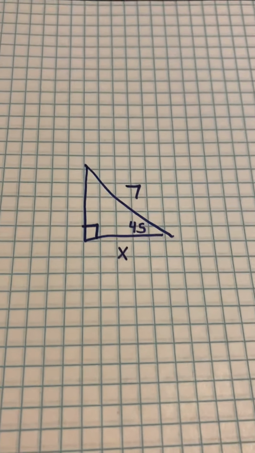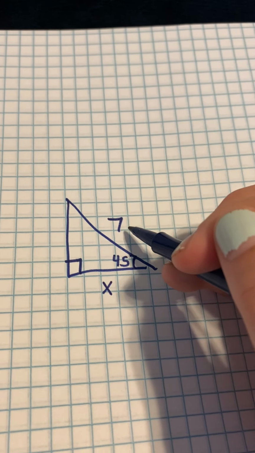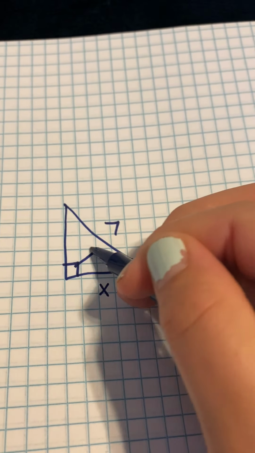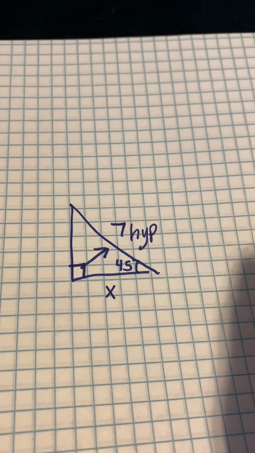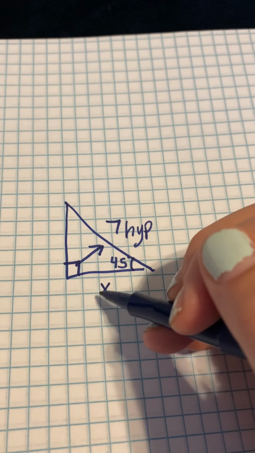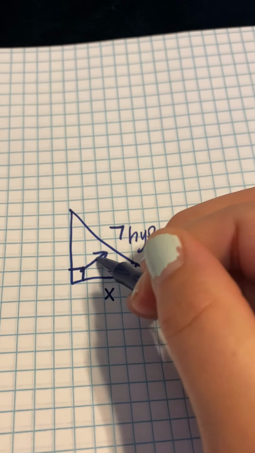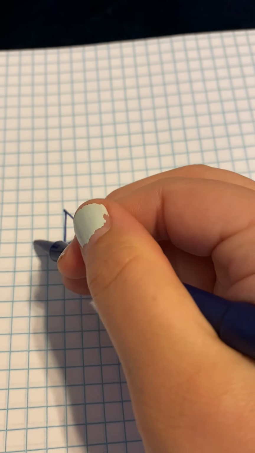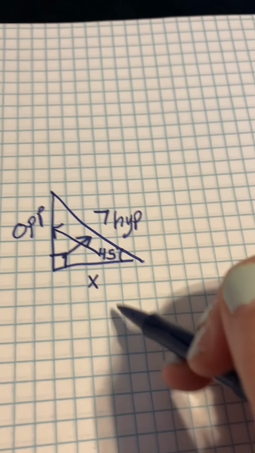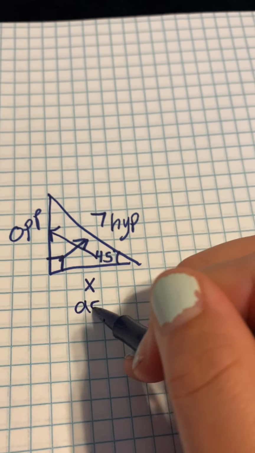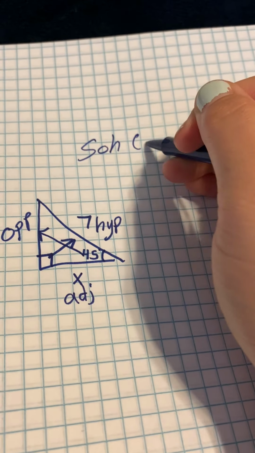Okay, so first we need to label. What's this side called? It's across from the right angle. That's the hypotenuse. Let's not label this side yet, because if this is our angle, and we go across from the angle, this one is the opposite side. It's easiest to go in this order. So that means the third side here is our adjacent. Now, SOHCAHTOA.